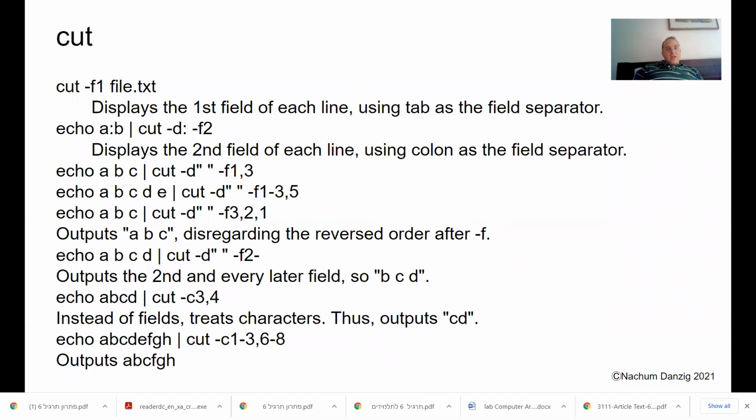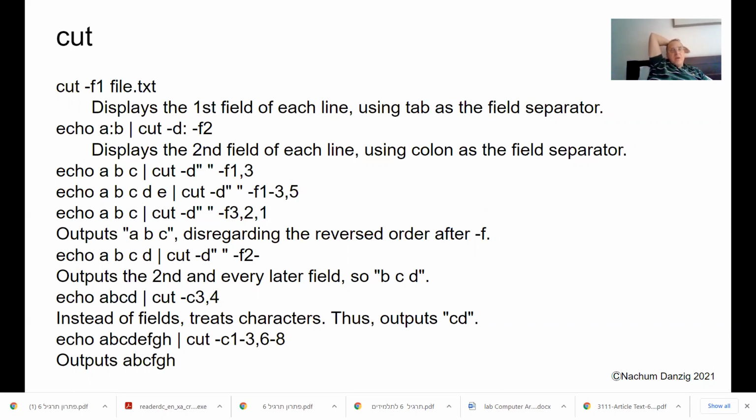More examples of TR. Cut allows you to cut vertically in columns from a file. So for example, if I do cut minus f1 on a file, this displays the first field of each line. So you get a vertical column of the first field. Echo A colon B, pipe cut minus d colon minus f2, displays the second field of each line using the colon as the field separator. So the d stands for delimiter. The delimiter is a colon, and I echoed A and B into it so it had something to work on. Now it cuts, and it only prints the second field. In this case, that's the letter B.